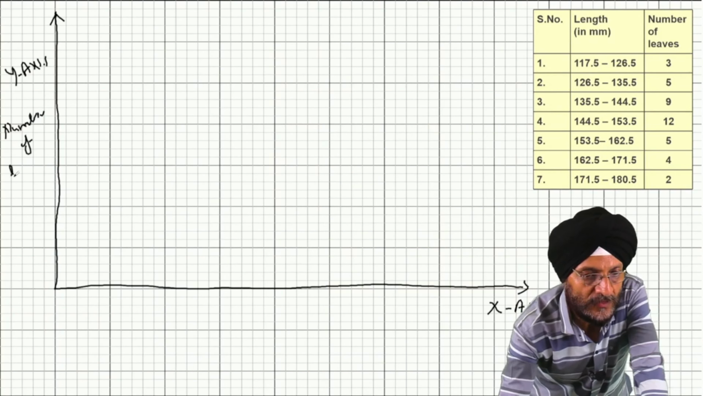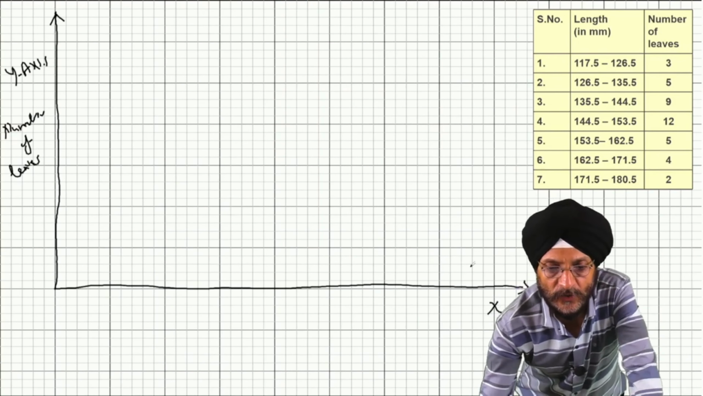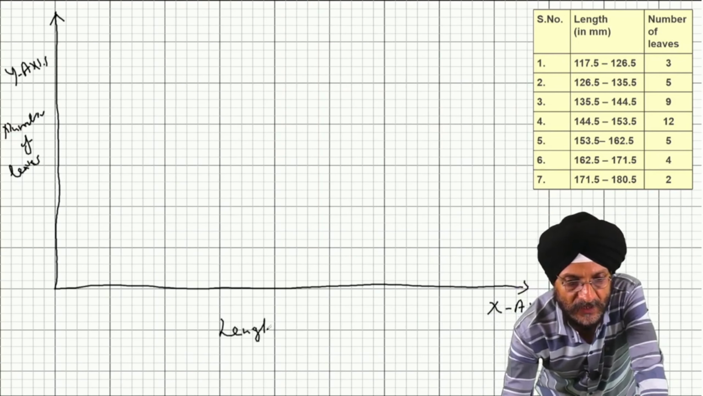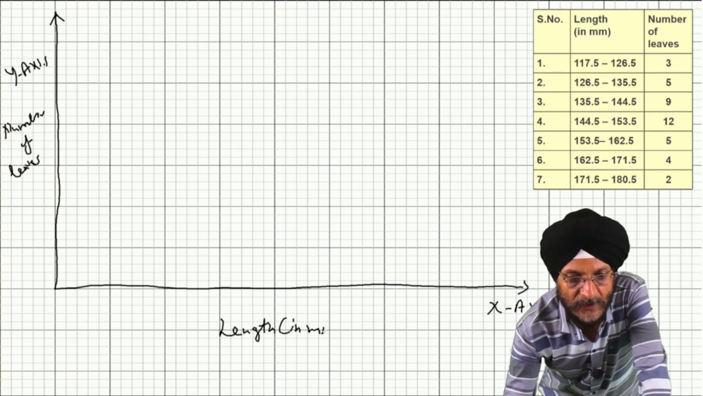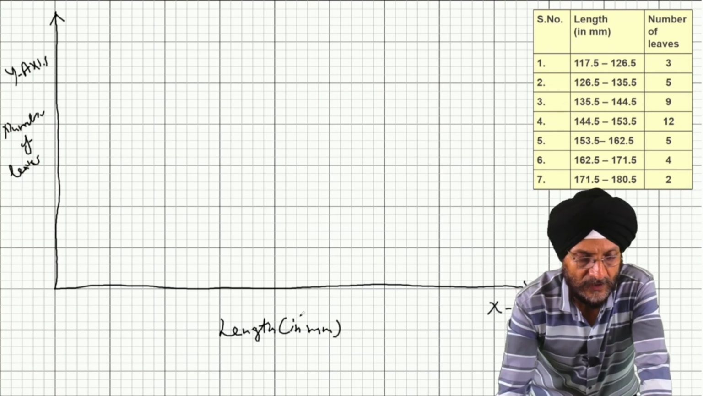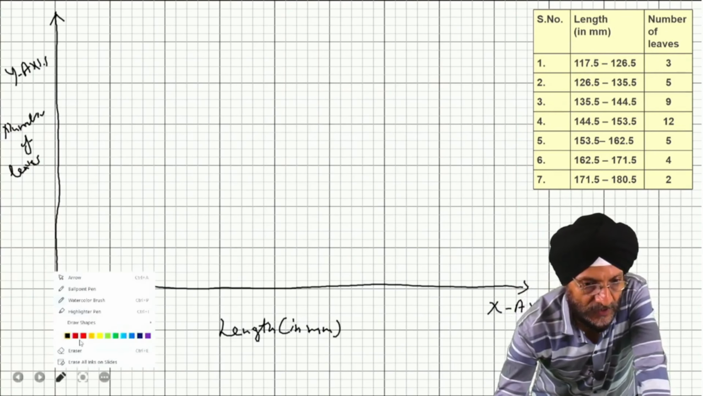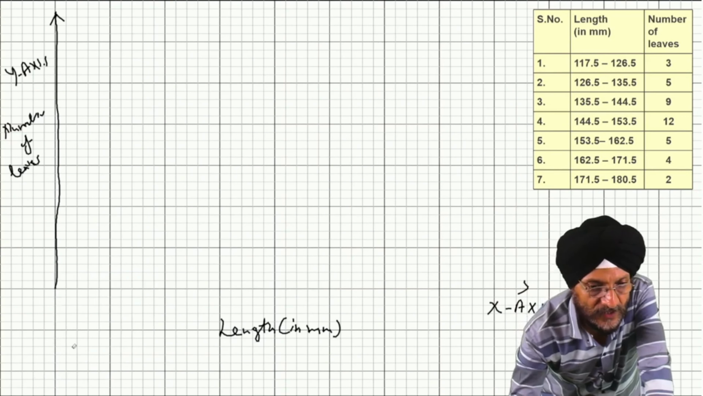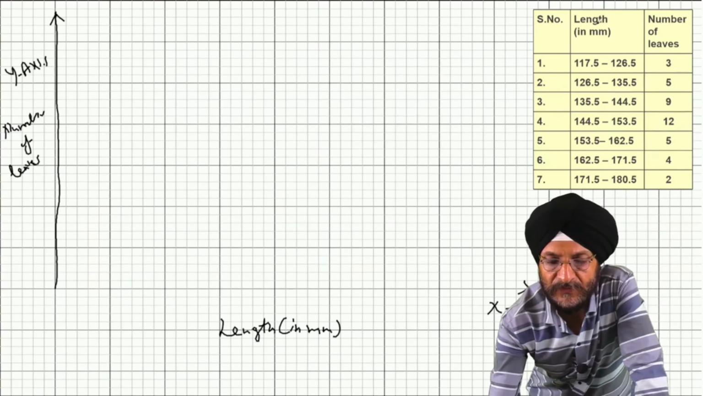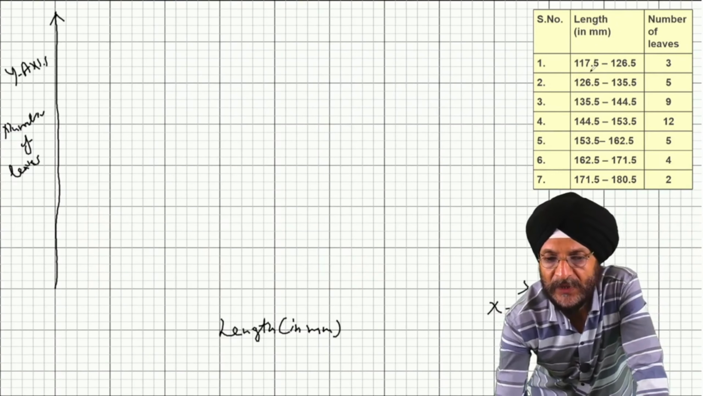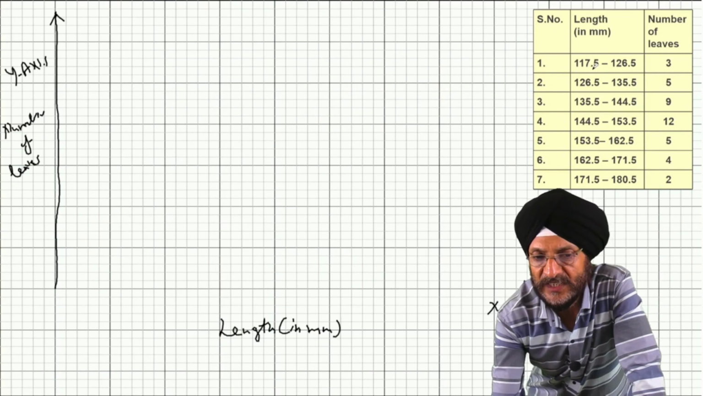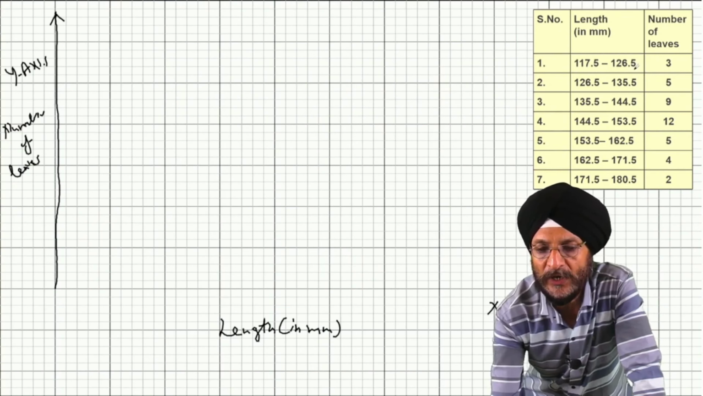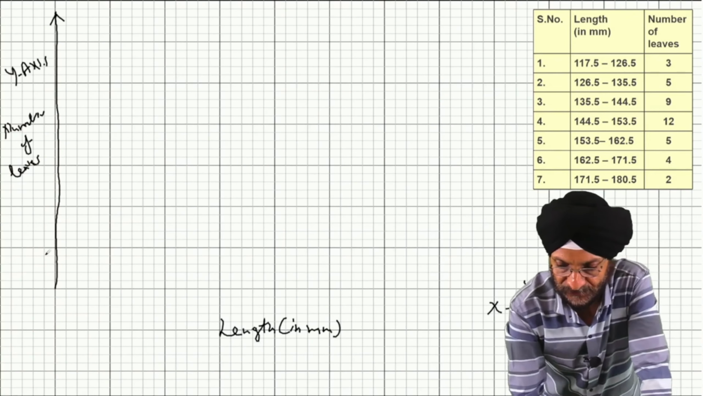Number of leaves, what is being taken on the x-axis? It is length in millimeter. We have mentioned wrongly that when we are to mention the length, it will be from 117.5 to 126.5 in respect of the first class interval.